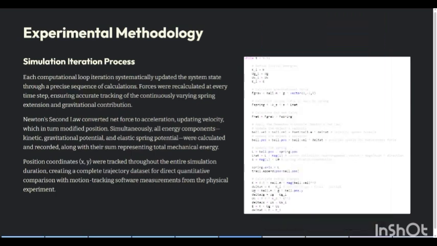Kinetic, gravitational, and spring potential energies, as well as total energy, were calculated and recorded at each step. The x and y positions were tracked throughout, allowing direct comparison with the tracker data. This iterative process provided a step-by-step prediction of motion and energy, showing how the model evolves over time.